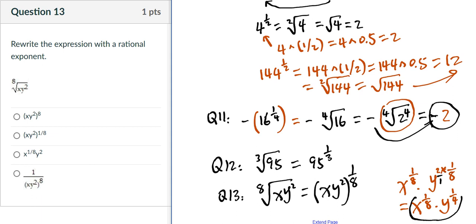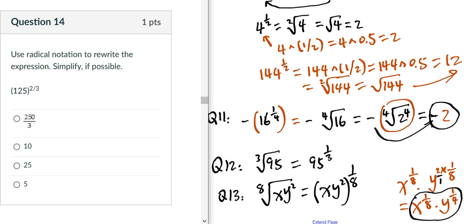But in your choices, there is no one like this. Here is x to the 1/8, but for y the exponent is not correct. Okay, here is totally wrong. Because xy squared, then to the 8th power is different. It is xy squared times itself 8 times. Okay, and this one is not correct as well.